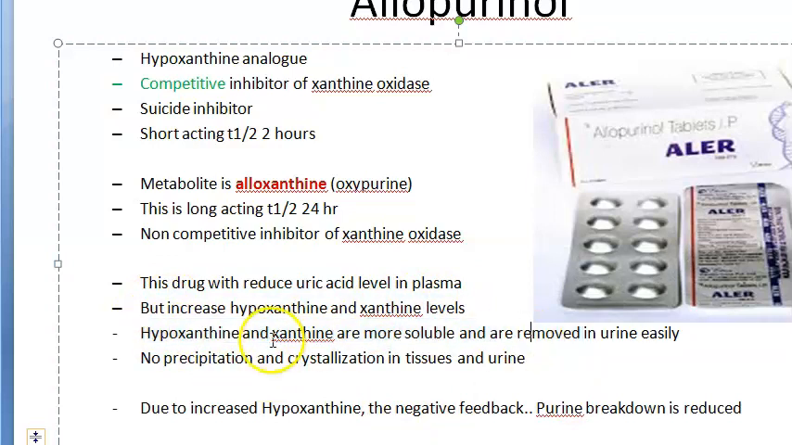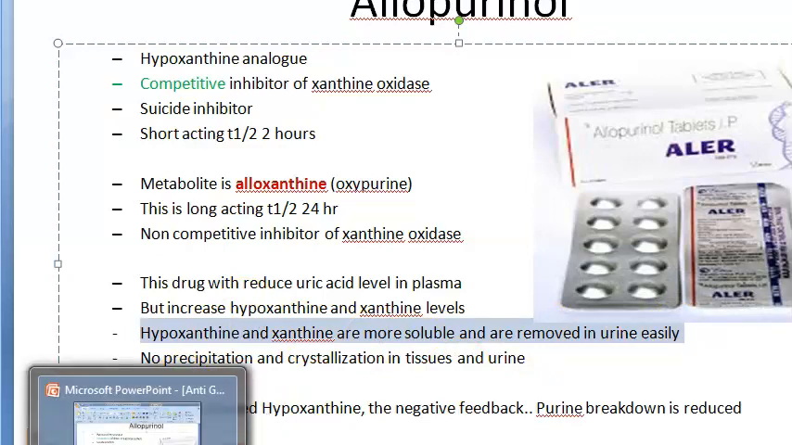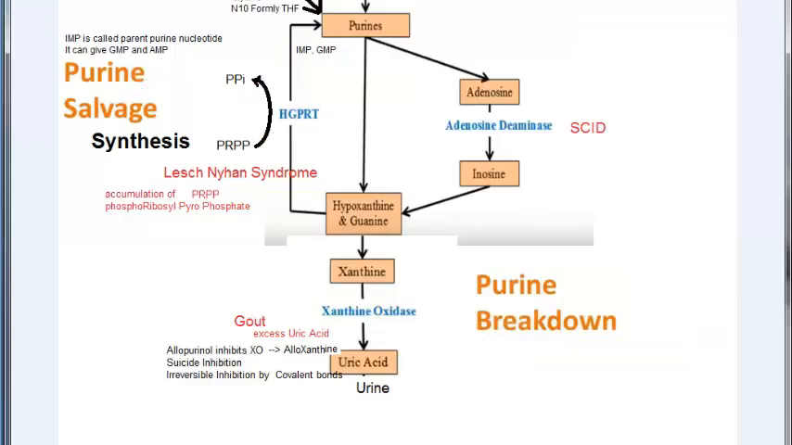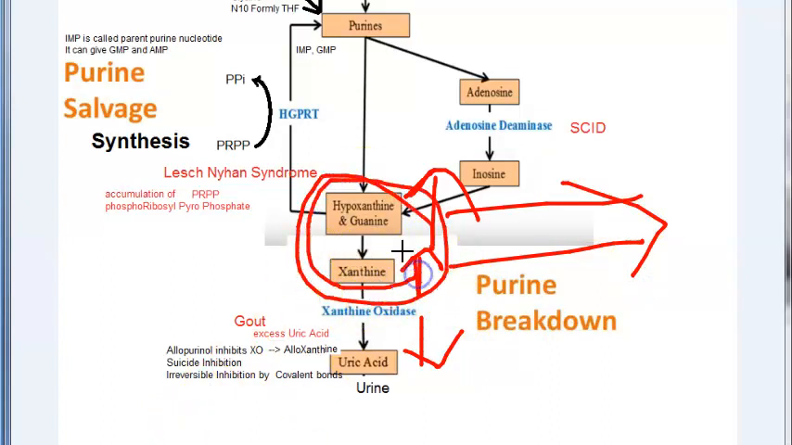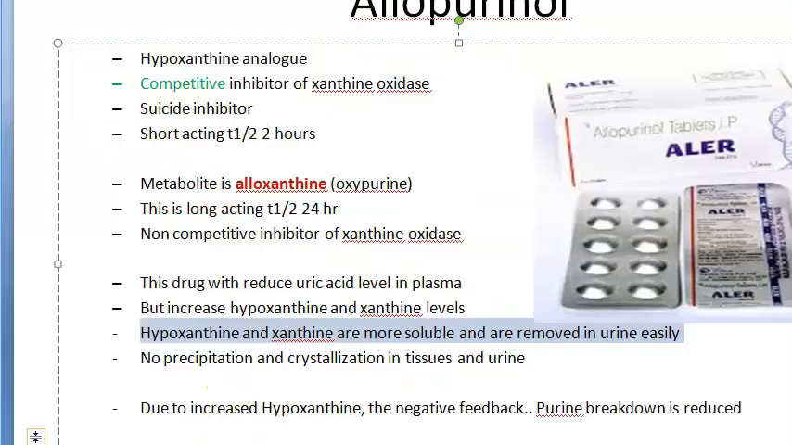Hypoxanthine and xanthine are more soluble, so anyways they are easily removed with the urine. So that is great. It's a win-win situation. So basically hypoxanthine will increase, xanthine will increase, uric acid will reduce. These anyways are easily excreted in urine. So whole problem solved. And when this level slightly increases in the blood also, what will happen? There will be a negative feedback, and purine breakdown also will be reduced. So it's a win-win-win-win situation with allopurinol. Okay.